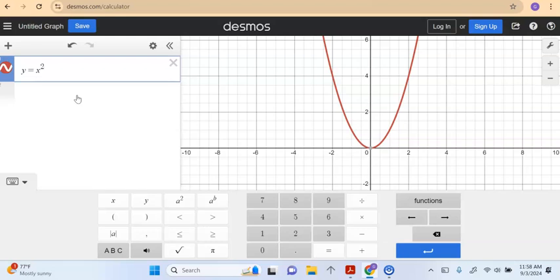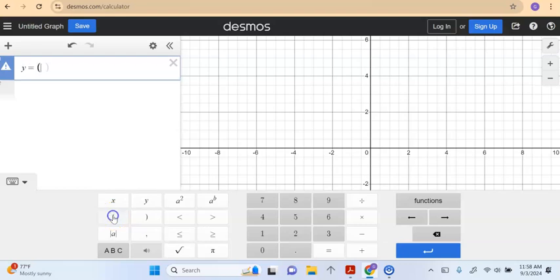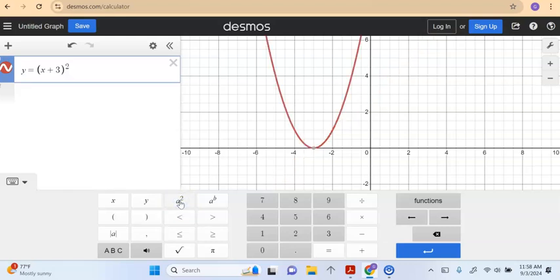Now we can do what is known as a translation of this parent. So let's do this. We're going to use our parentheses. And inside the parentheses, we're going to do x, well, let's say plus 3. And then we're going to put the parenthesis to the second power. What's the effect of doing that? Where did our vertex go? So we've already talked about that.